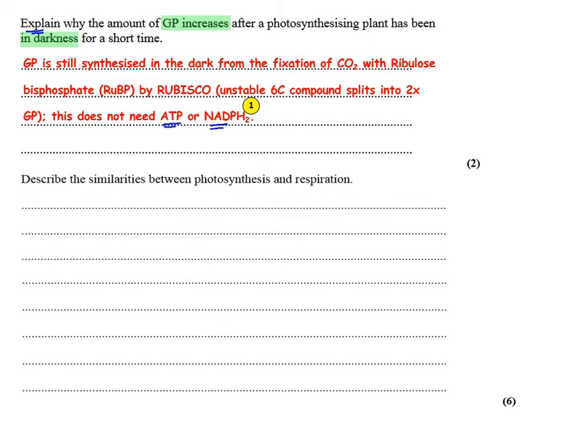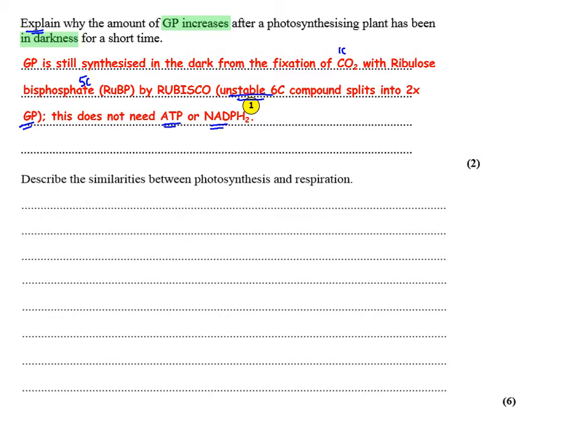So this occurs in the stroma of the chloroplast, and it allows the 5-carbon ribulose bisphosphate to be combined or fixated with the 1-carbon carbon dioxide. We get the unstable 6-carbon compound, which then splits into 2 G3P. So glycerate 3-phosphate can still be made in the dark as long as there is Rubisco, ribulose bisphosphate, and carbon dioxide available. So that's the first mark point.